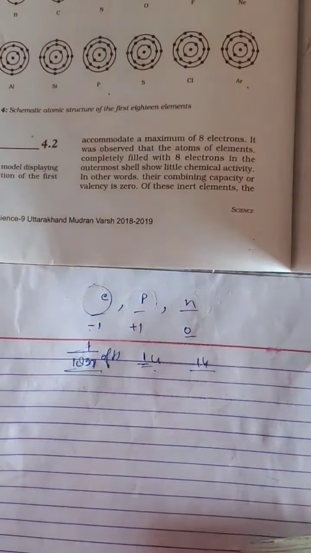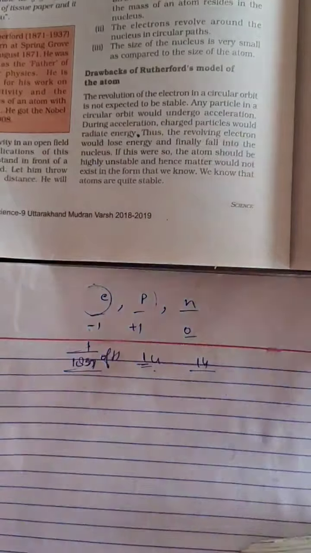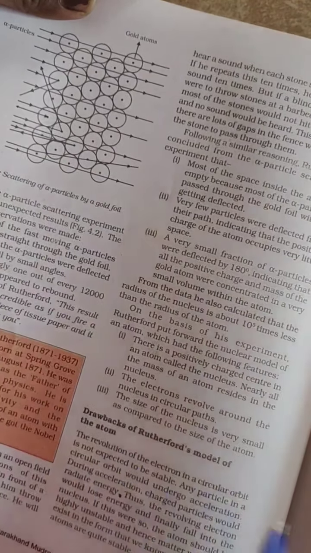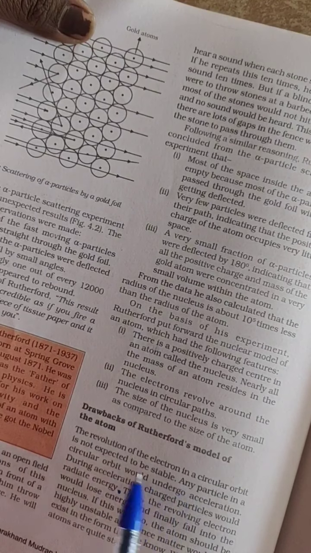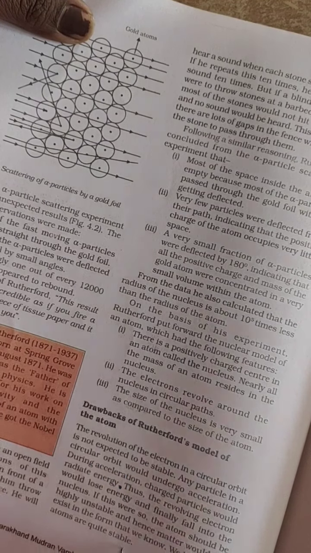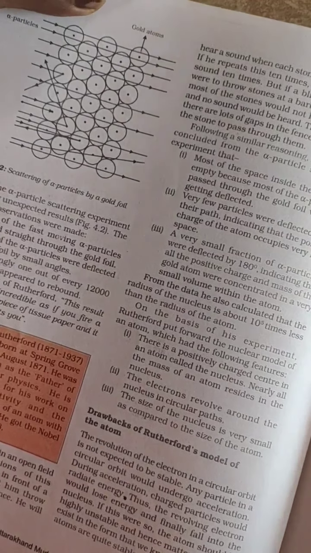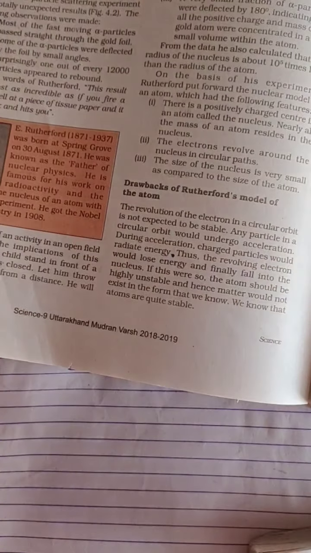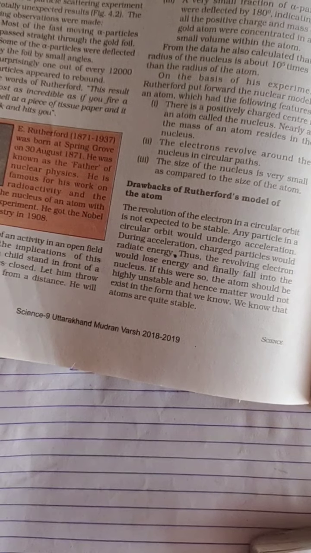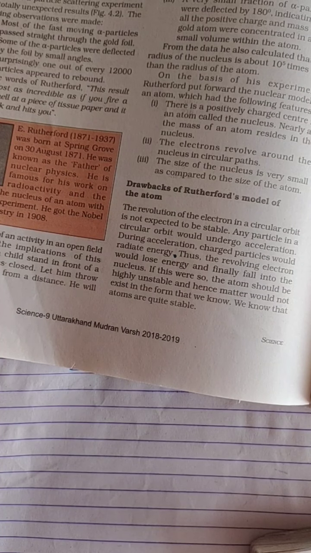Here you can see the drawbacks. You can write from here to here, in your own words. Because Rutherford said that the nucleus and electrons are held together by electrostatic force, the attraction would lead to the fusion of the nucleus with the electrons, and this does not happen. So Rutherford gave the explanation that the electrons revolve around the nucleus in a spiral path.